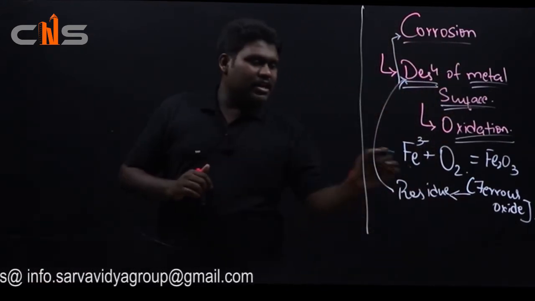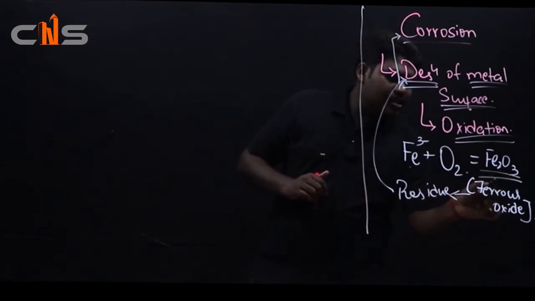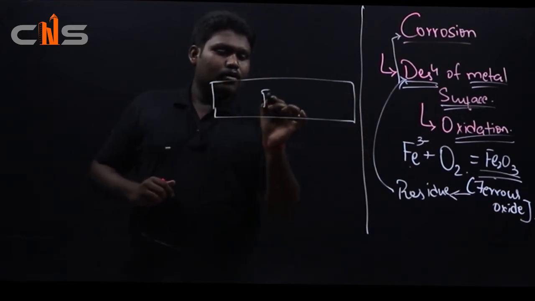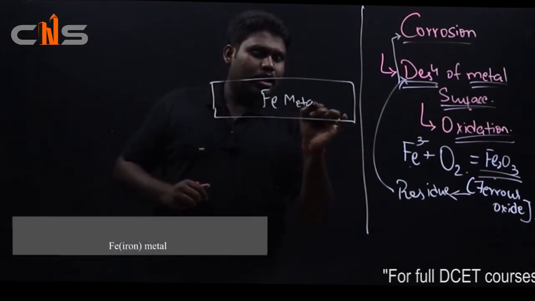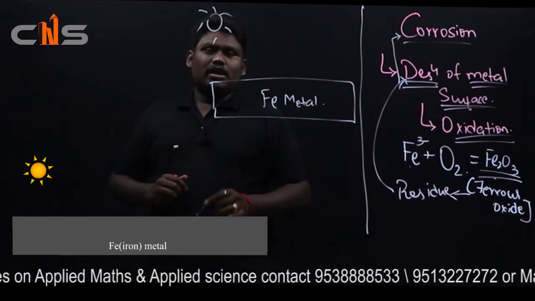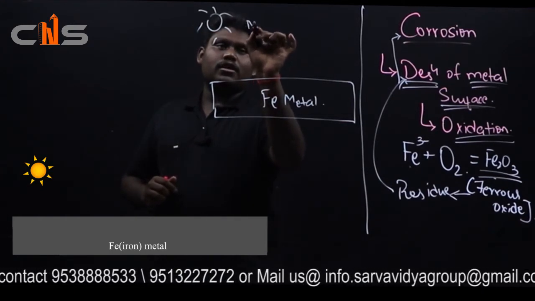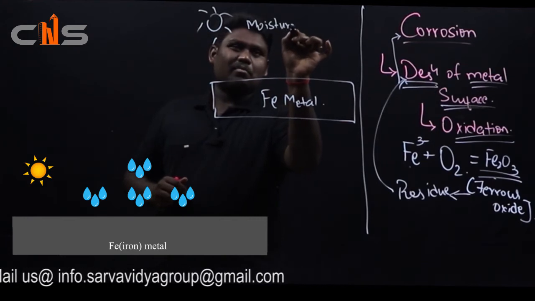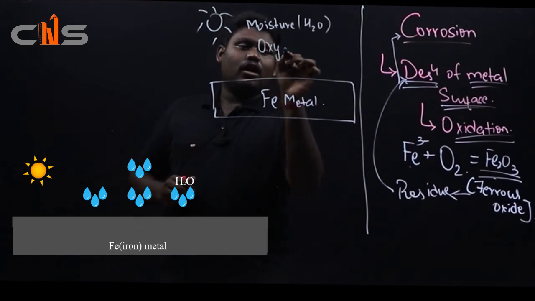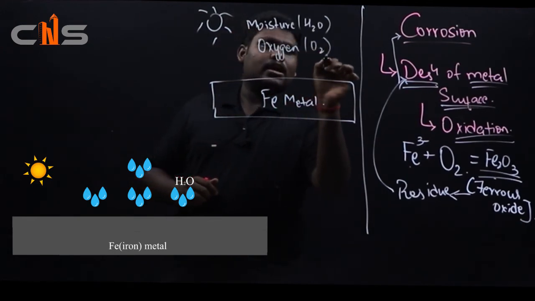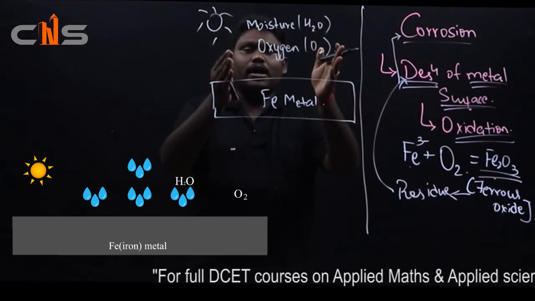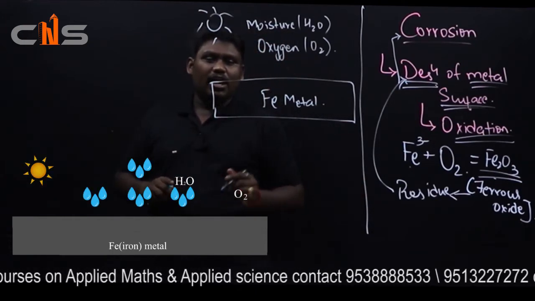Now, carrying the same example, why is this Fe2O3 formed? We'll just see it in detail. So you have a ferrous metal. Okay, this is exposed to atmosphere. So in atmosphere, you will have presence of moisture, that is the water content H2O, and you will have the presence of oxygen, that is the O2. So when this ferrous material is exposed to moisture and oxygen that are present in the atmosphere, what happens?